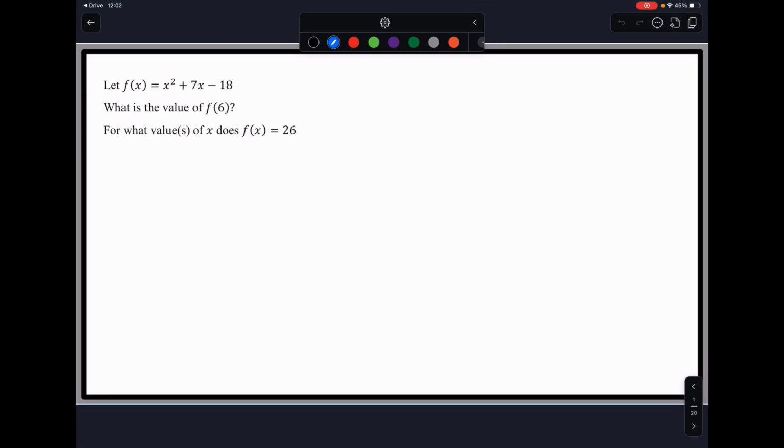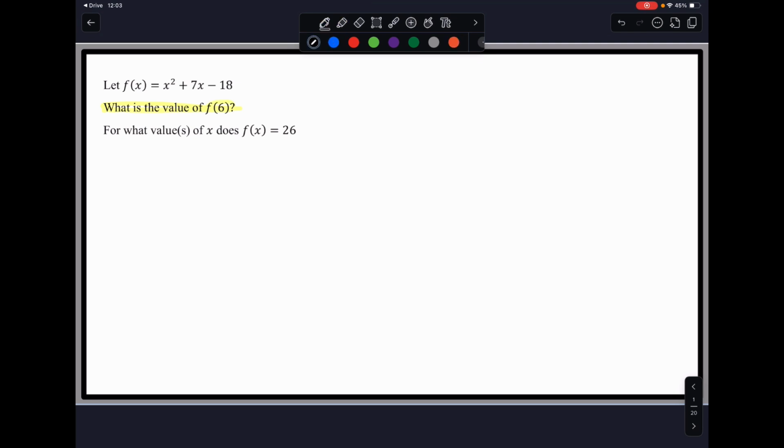Hello. In this example, we are asked to find the value of a quadratic function you see right here at 6, and also find the values of x for which f of x is equal to 26. Let's start with the top part first, and let's figure out the value of the function when x is equal to 6.